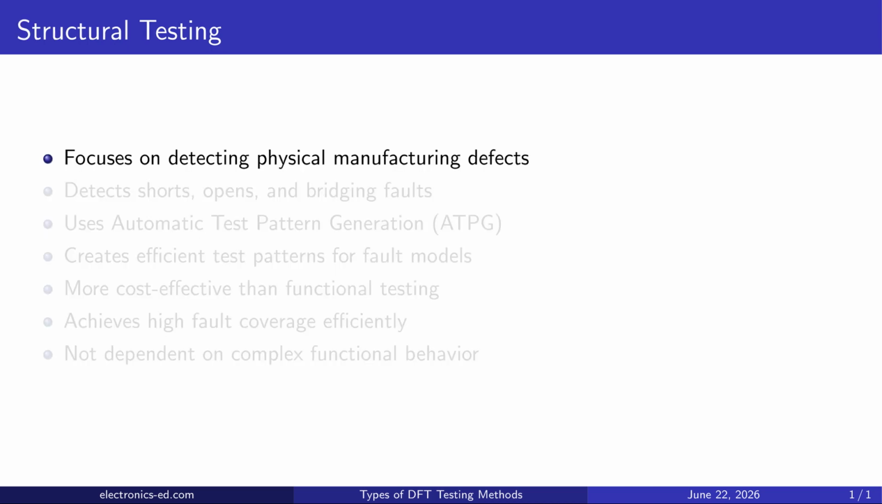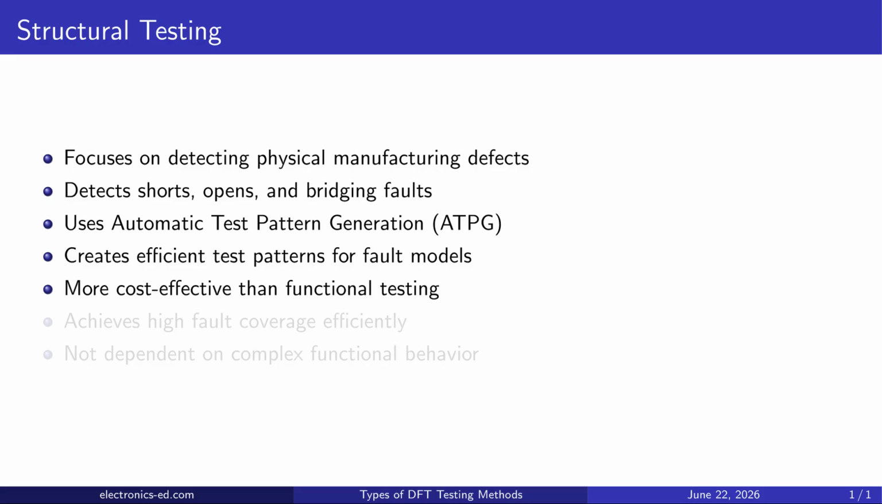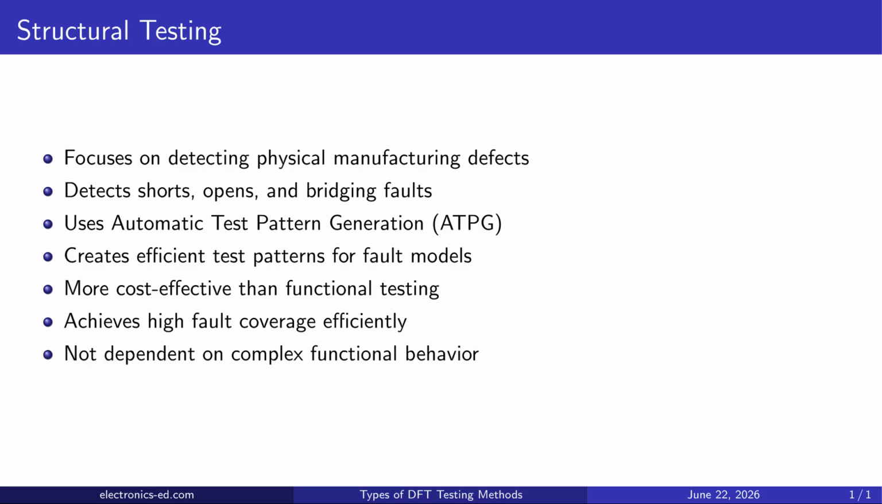Structural testing focuses on detecting physical manufacturing defects. It detects shorts, opens, and bridging faults in the circuitry. This approach uses automatic test pattern generation, or ATPG. ATPG creates efficient test patterns for various fault models. Structural testing is often more cost-effective than functional testing. It achieves high fault coverage in an efficient manner. And it's not dependent on complex functional behavior, making it simpler.